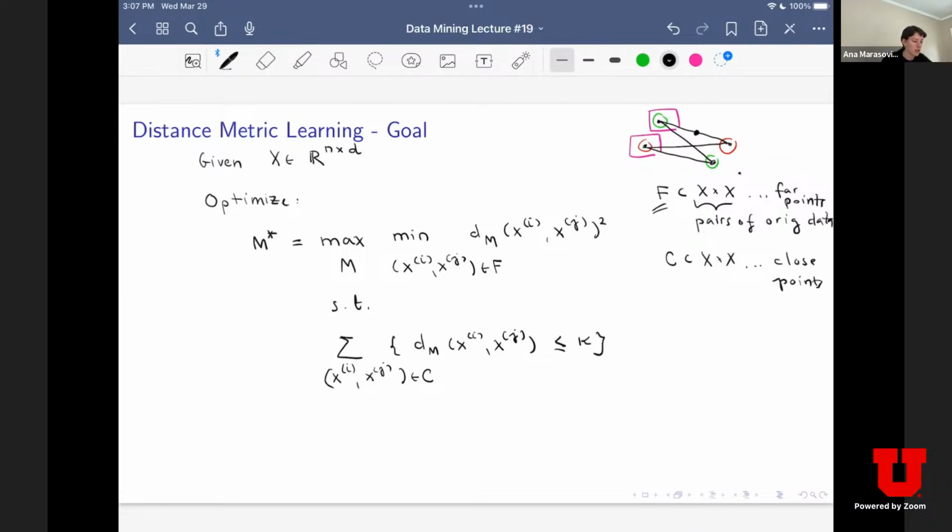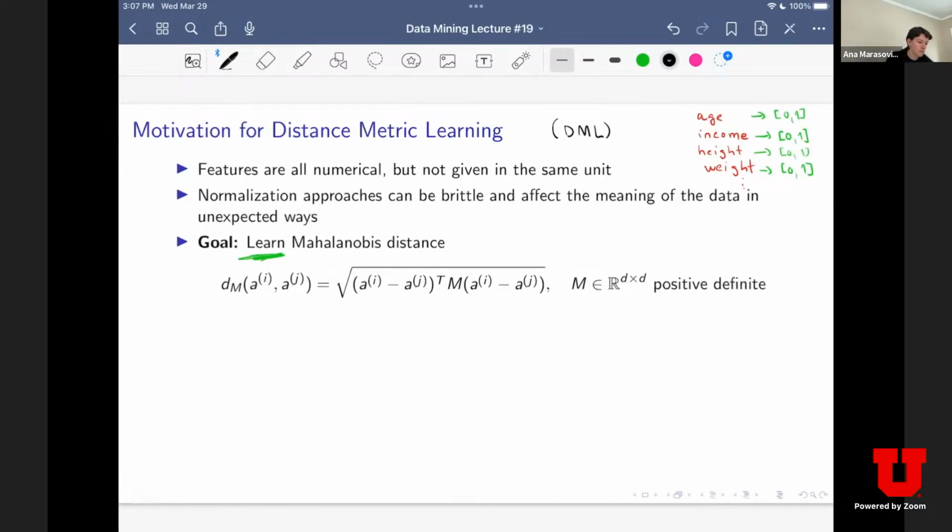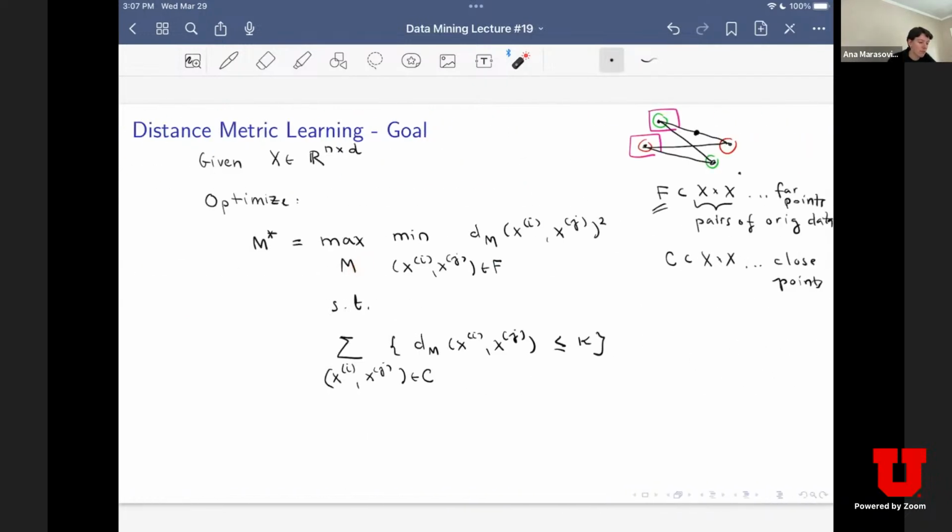Our goal is to find matrix M over here, such that when we define Mahalanobis distance with that matrix M, we get maximal minimal distance between far points. So we are maximizing the distance between far points, and we are also keeping the distance between close points together. And next time we are going to work out how to learn such matrix M from the data. Okay, so I'm leaving you a little bit of a cliffhanger, but we are going to see how things work next time.